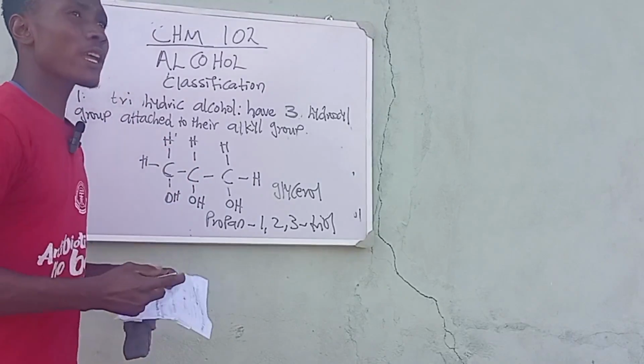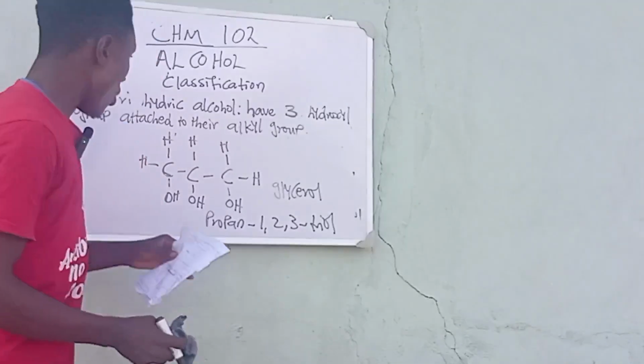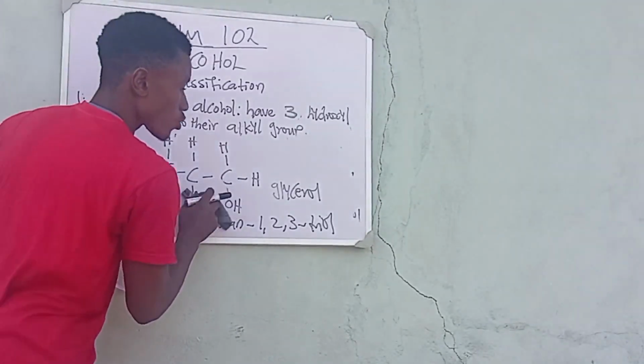So now let's move on to the last classification of alcohol, which is known as the polyhydric alcohol. So we clean here and we clean also this compound.